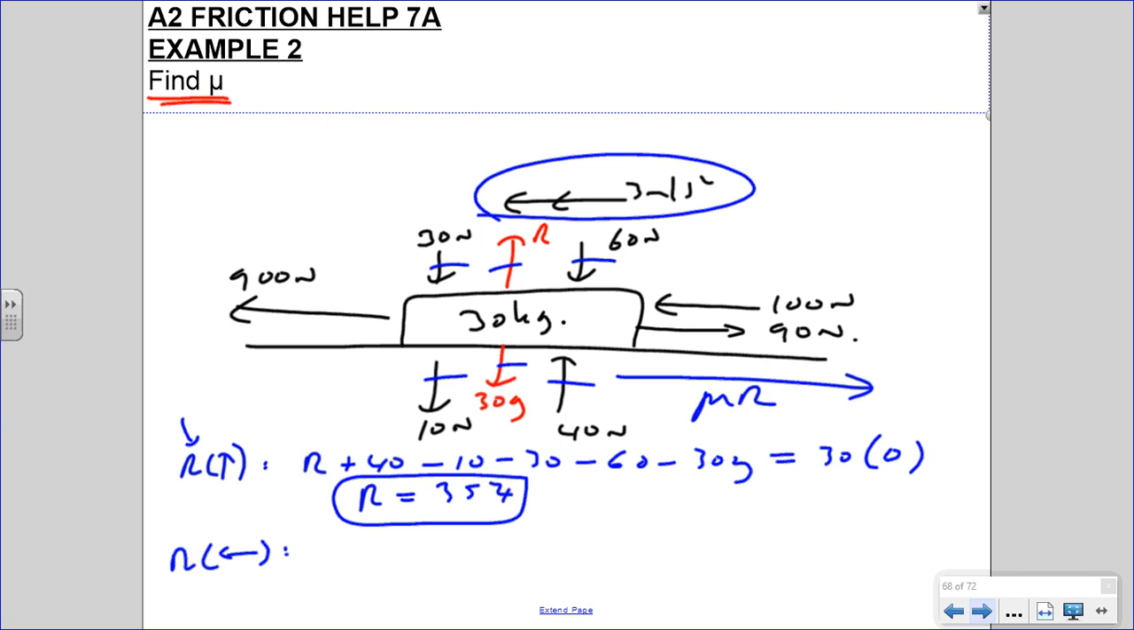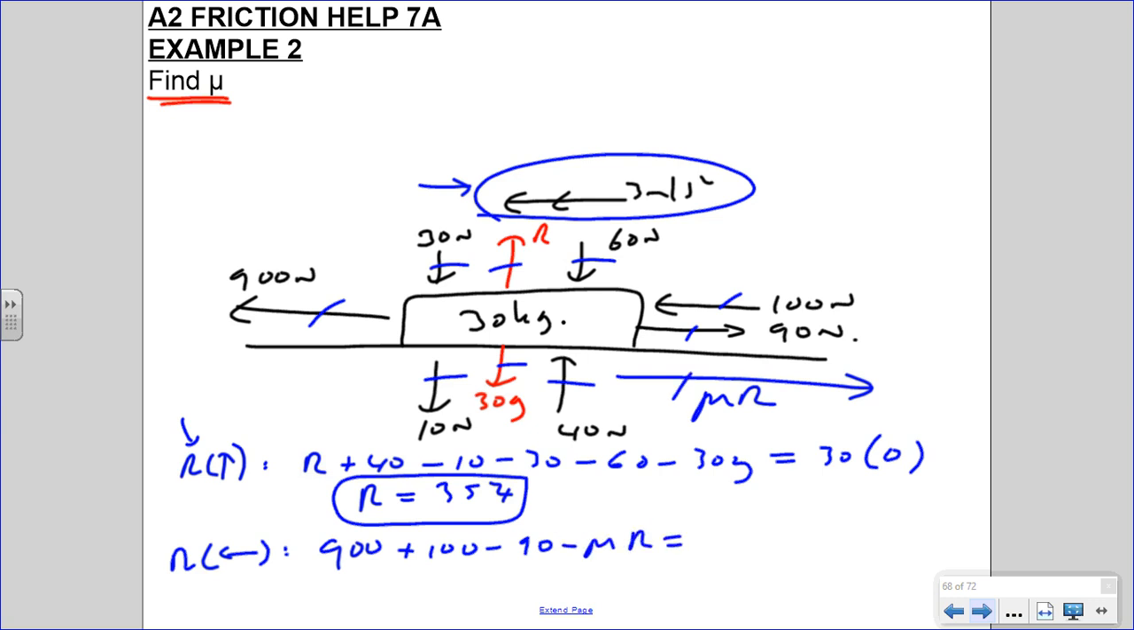So if we need to resolve to the left because acceleration is going left, what are our forces going left? We've got 900, that's that one. We've got our 100, that's that one. And we've got 90 opposing it. And then we've got our total mass, which is 30, times the acceleration, which is 3. And what have I missed? That's right, I've missed friction. And friction was going to the left, so of course, mu R equals total mass times acceleration, which is 3.